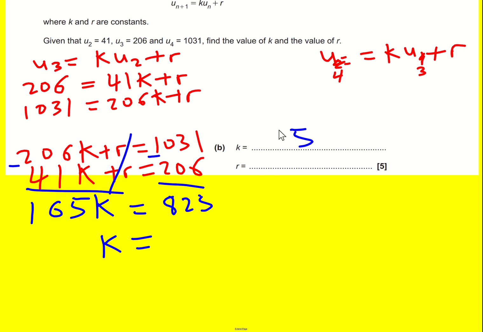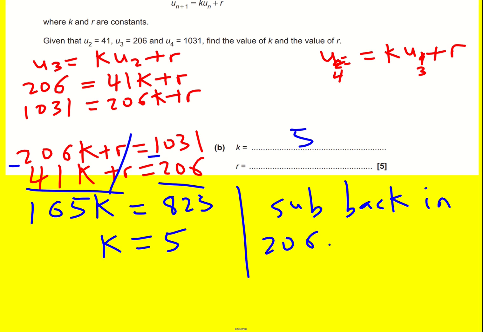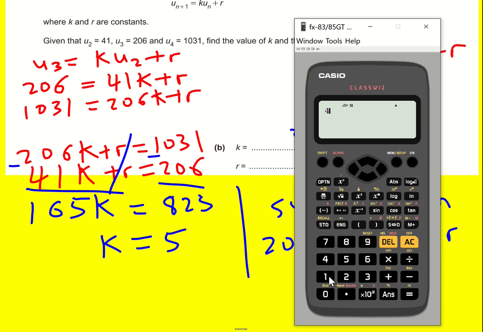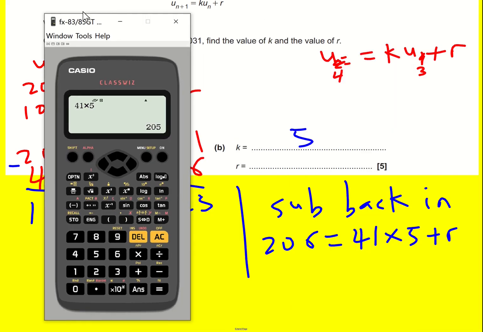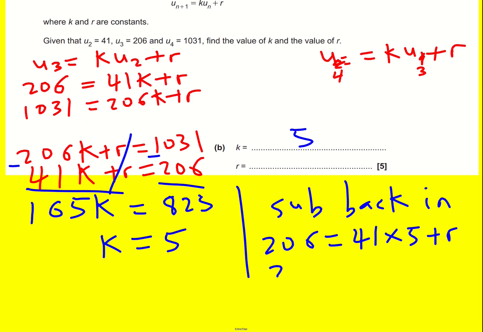So now it's what we normally do with simultaneous equations. We just substitute back into either one. I could choose either one. I could even check both. But 206 will equal 41 times 5 plus r. So 41 times 5 equals 205. So let's show it working. 206 will equal 205 plus r, and r is going to equal 1.